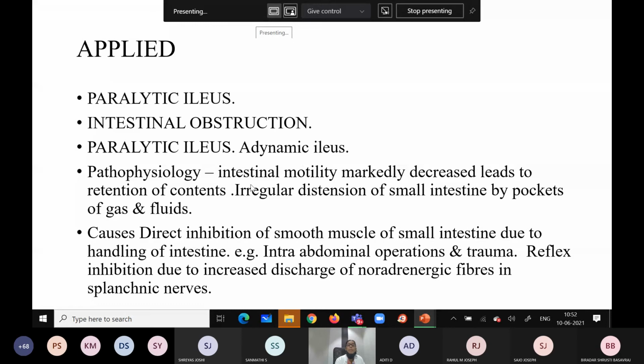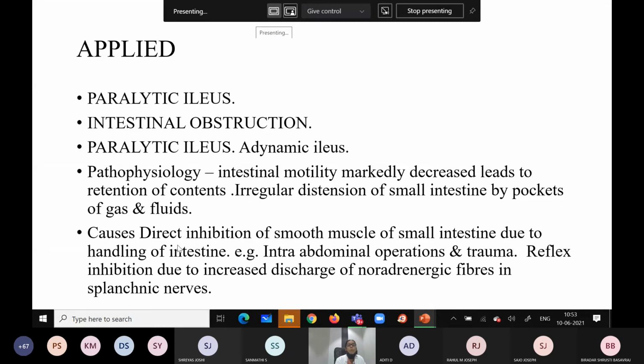Okay. So what is the pathology here? The intestinal motility markedly decreases, which leads to retention of content. Irregular distension of the small intestine by pockets of gas and fluid occurs. This occurs usually because of the presence of some irritant.